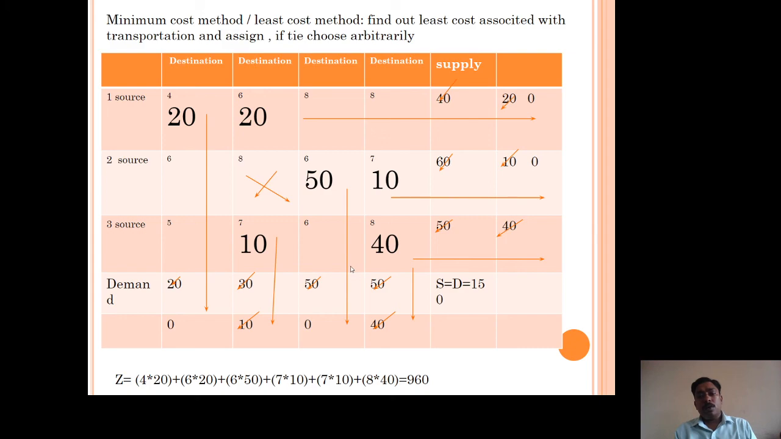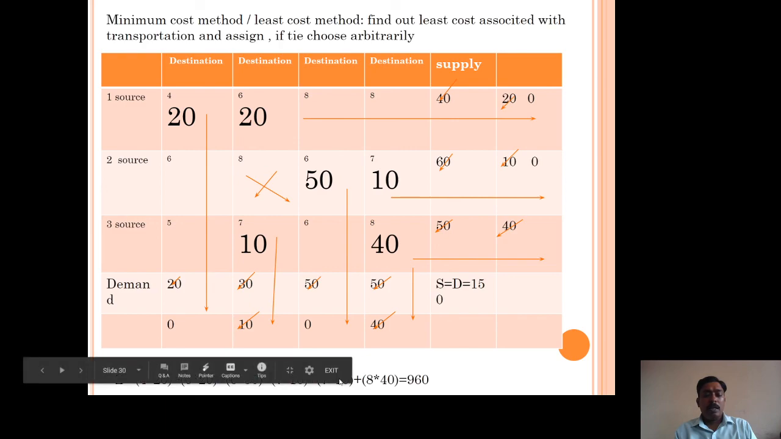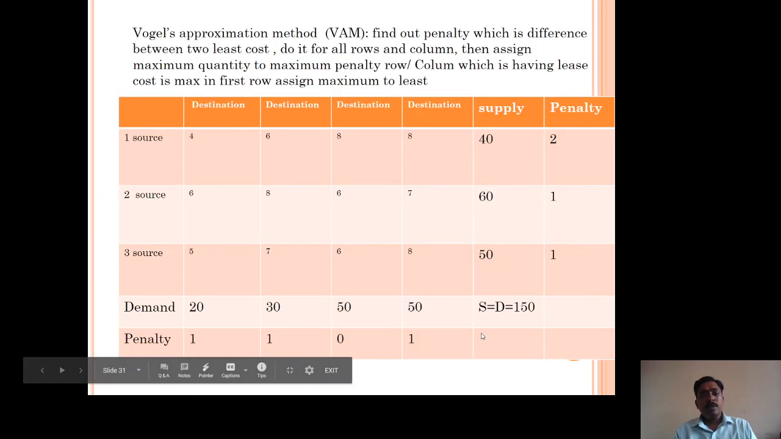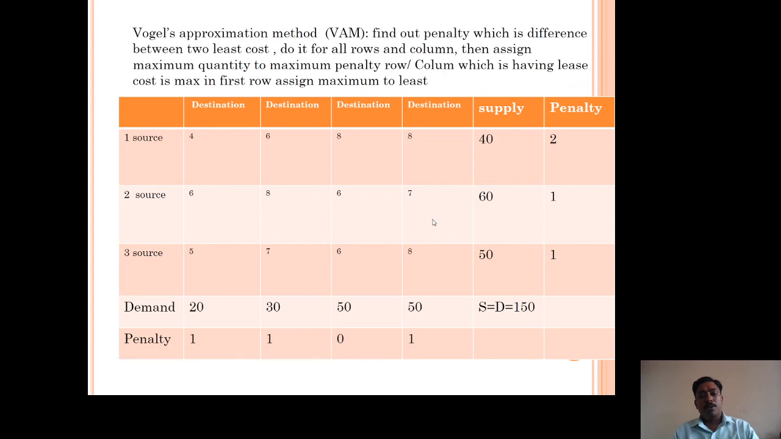And how do we find the cost of transportation? Here 4 into 20, 6 into 20, 6 into 50, 7 into 10, 7 into 10, and 8 into 40. If you add that, the cost of transportation is 960. Now one more case we will study, that is Vogel's approximation method.